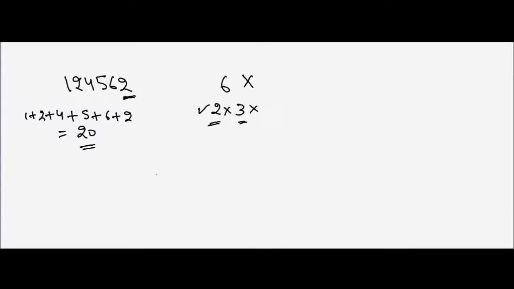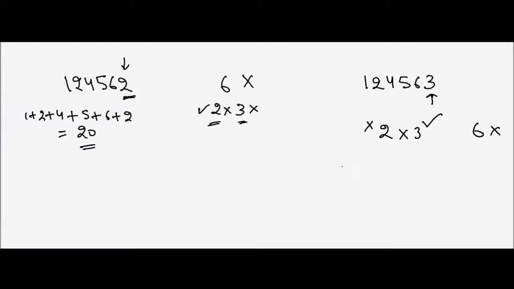So this number should not be evenly divided by 6. But how can we modify this? We can modify this by adding one more number. If I change it to 124563, then it is divisible by 3 but not by 2. So still, it will not be divisible by 6.